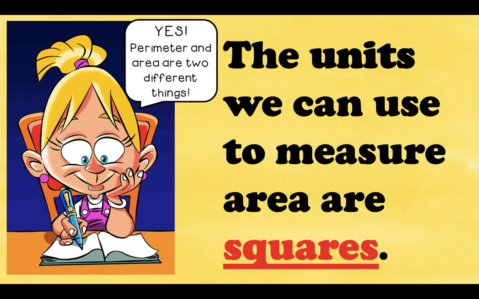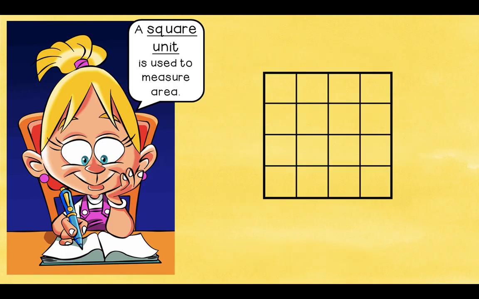The units we can use to measure area are square. We also call them square units. I am going to show you how we can find the area of the square. If you notice, the square is already separated into a grid. So we're going to start counting and coloring each square.